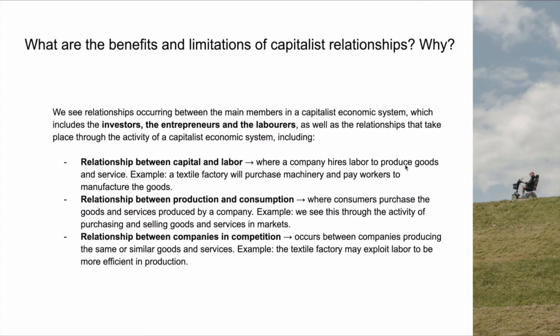Relationships between capital and labor are where the company hires laborers to produce goods. For example, a textile factory will purchase machinery and pay workers to manufacture the goods. Relationships between production and consumption are where consumers purchase the goods and services produced by a company. For example, we see this through the activity of purchasing and selling services in the market. Relationships between companies in competition occur between companies producing similar or the same goods and services, which creates competition.